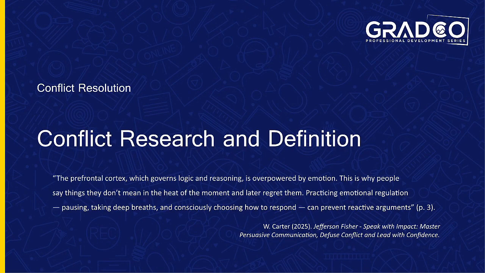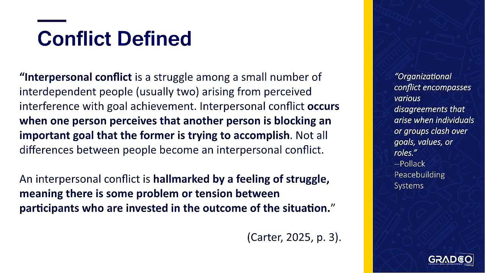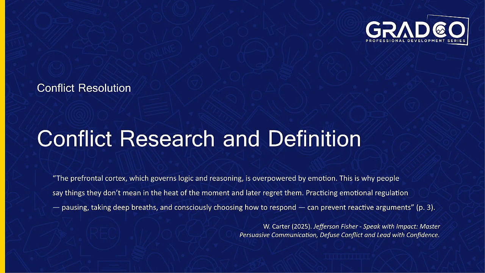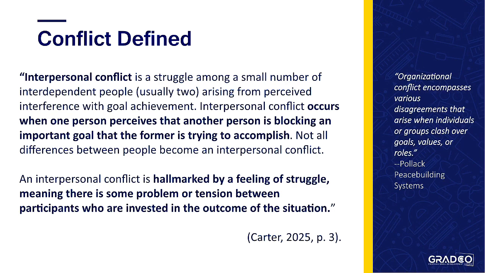Now, part of what's important here is the conflict research and the importance of knowing the definition of things, which in the academic world, of course, we focus on quite a bit. So conflict is defined. Interpersonal conflict is a struggle among a small number of interdependent people, usually two, but in our work environments there could be many more, arising from perceived interference with goal achievement.